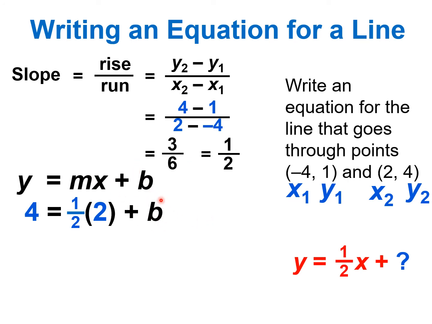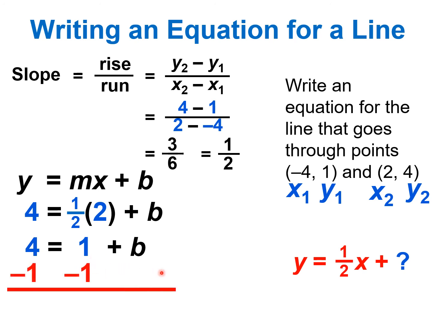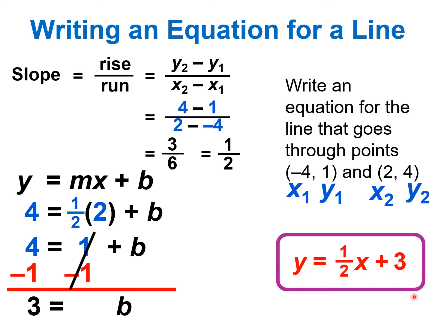And all I need to do is solve for b, and I'll know what the y-intercept is, because b stands for the y-intercept. All right, let's simplify this. 1/2 times 2 is just 1. So this is the equation I need to solve. I'm going to subtract 1 on both sides of the equal sign, and I end up getting b equals 3. And that's the y-intercept. The y-intercept's 3. So that's going to go right here. And that is my equation of the line that goes through those 2 points.